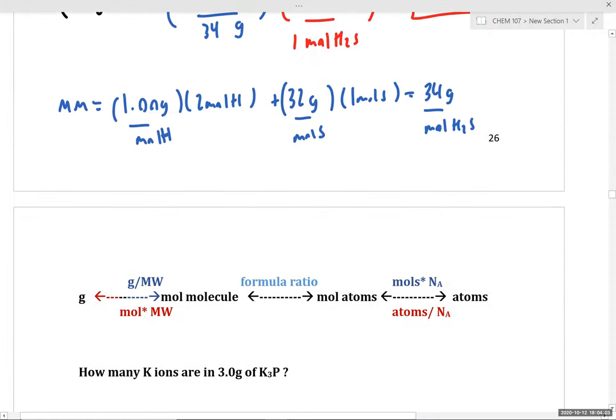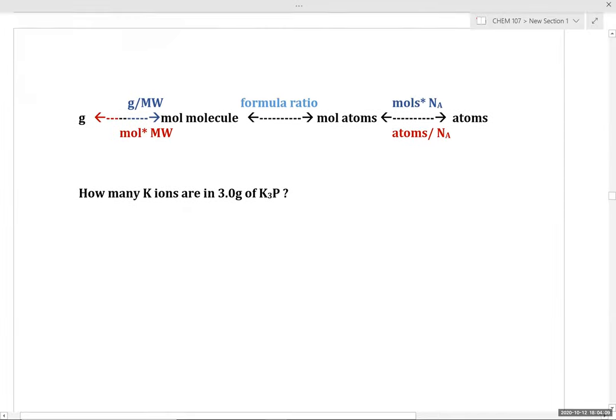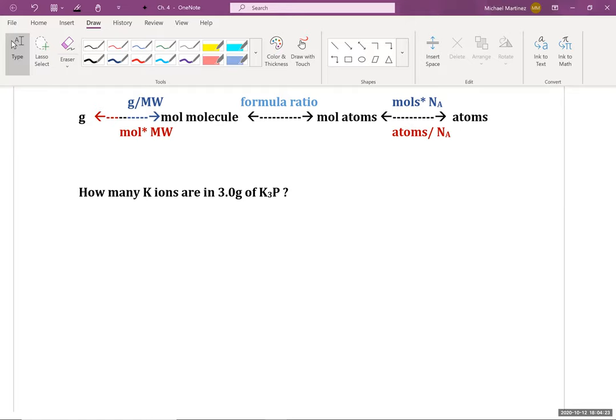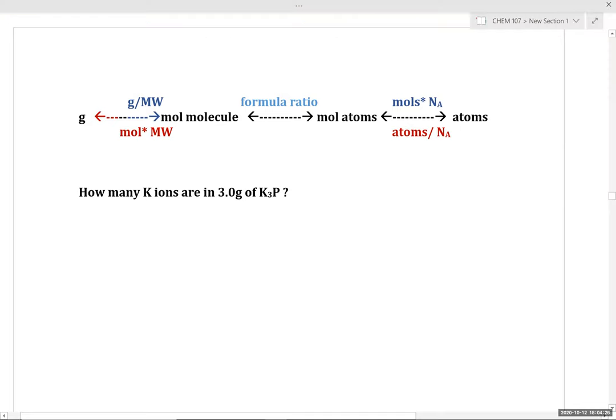So let's take this one step further. And now that we've seen an example where we've worked through these problems together, I'd like us to take what we've learned and take the solutions that we've seen, and let's try to apply what we've learned to this summative example. So in this case, we're doing a multi-step conversion from grams to moles of molecules to moles of atoms to atoms. So in this case, we're asked to calculate the potassium ions in 3.0 grams of potassium phosphide.